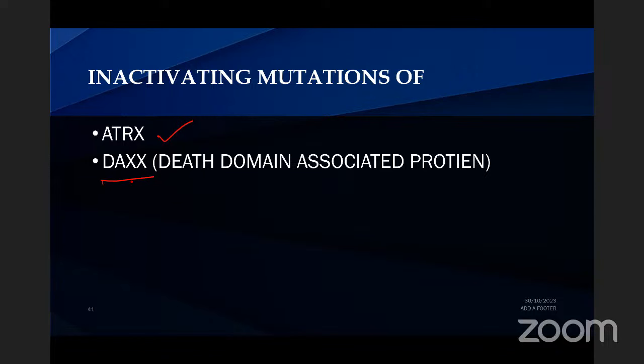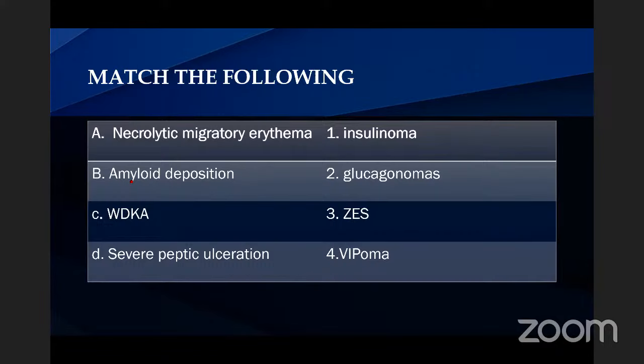So whenever these genes are inactivated, this causes alternative lengthening of telomeres. So that is why the cancer cells occur, but it is not through the telomerase pathway. This is due to inactivating mutation of ATRX and DAXX. So this pathway is called alternative lengthening of telomeres. That's a concept that everybody should be very, very clear with. Right, guys?